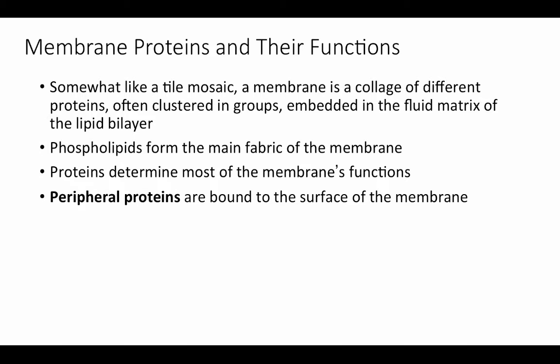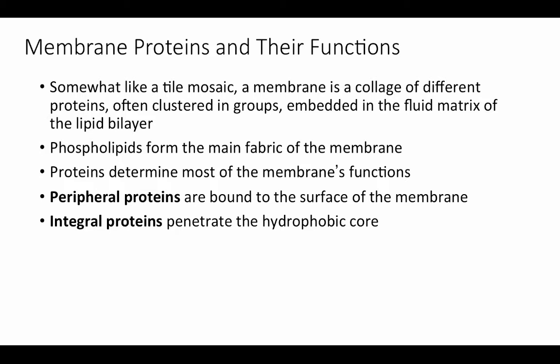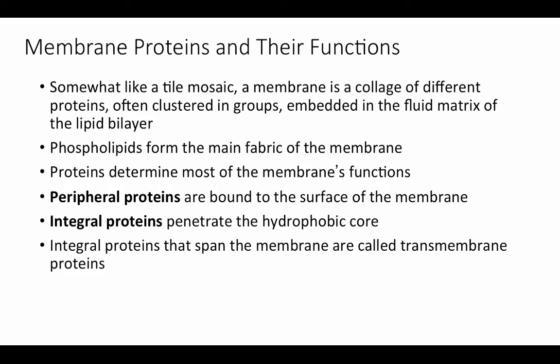So we have two different categories of proteins. There are peripheral proteins that are bound to the surface of the membrane, either the internal surface or the external surface. And then there are integral proteins that span the entire thickness of the membrane, and they're going to penetrate the hydrophobic core and have ends on both the external and the internal surface of the membrane. So integral proteins that span the membrane are called transmembrane proteins. So they're going to go all the way across the membrane.